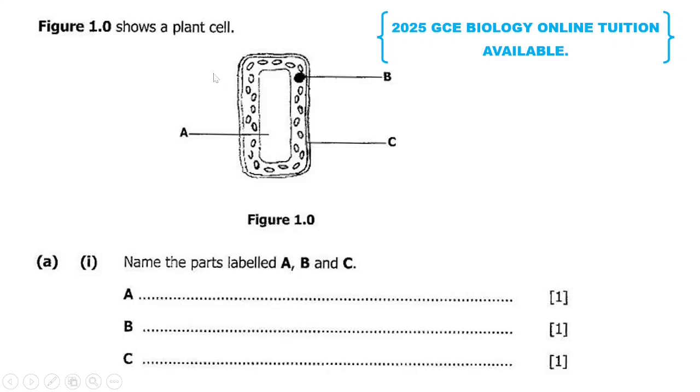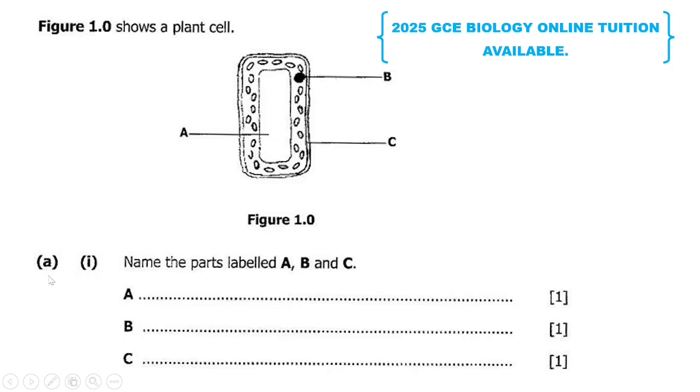Okay, so let's go straight into the revision. Figure 1.0 shows a plant cell. This is a plant cell, we have been told so, and it has the parts B pointing at this point, then C pointing at that point, A pointing at that point.